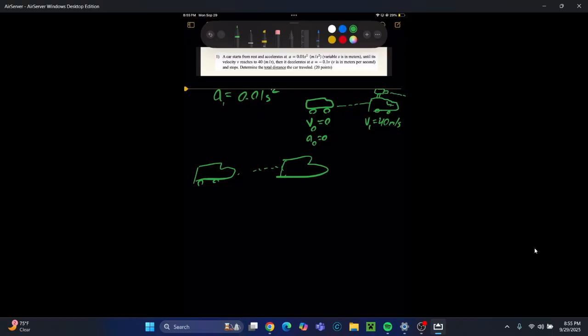Let's keep reading the problem. Then it decelerates at a equals negative 0.1 v. So a2 equals negative 0.1 v, where v is velocity, because it's meters per second. And then it decelerates until it stops.